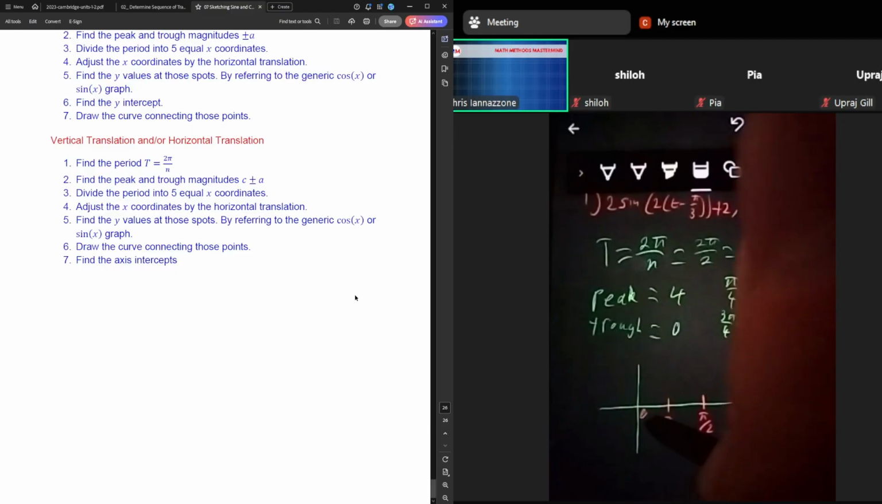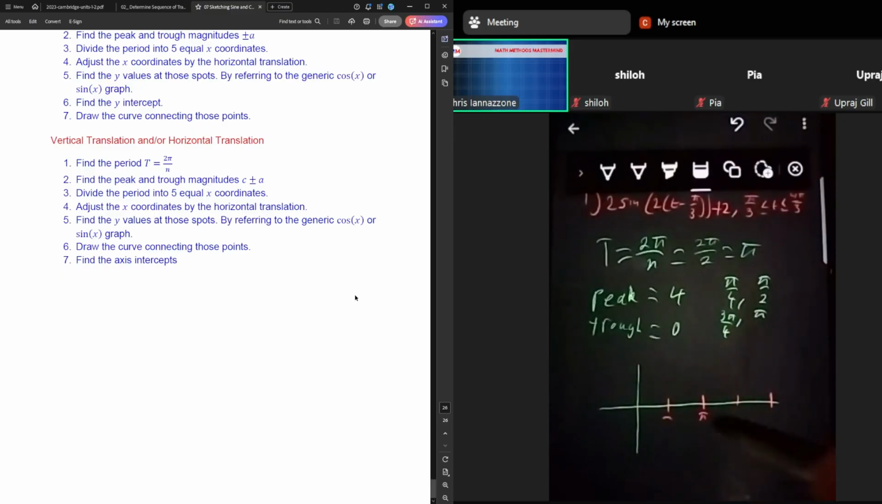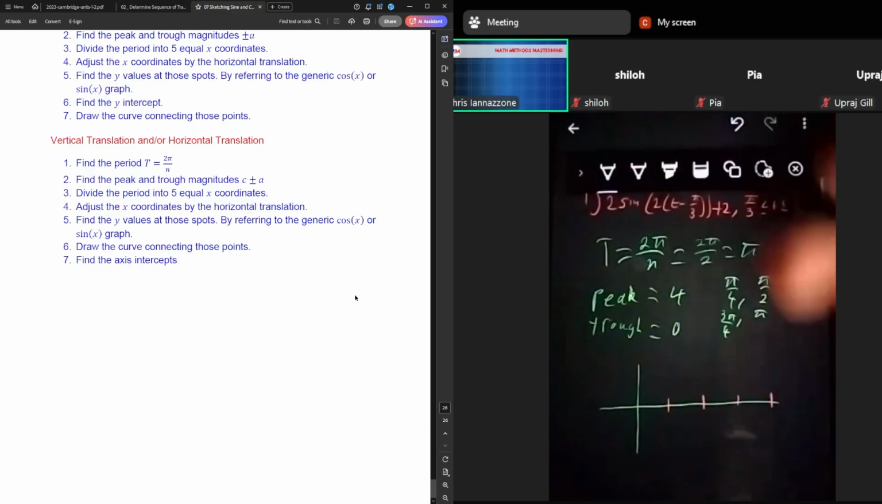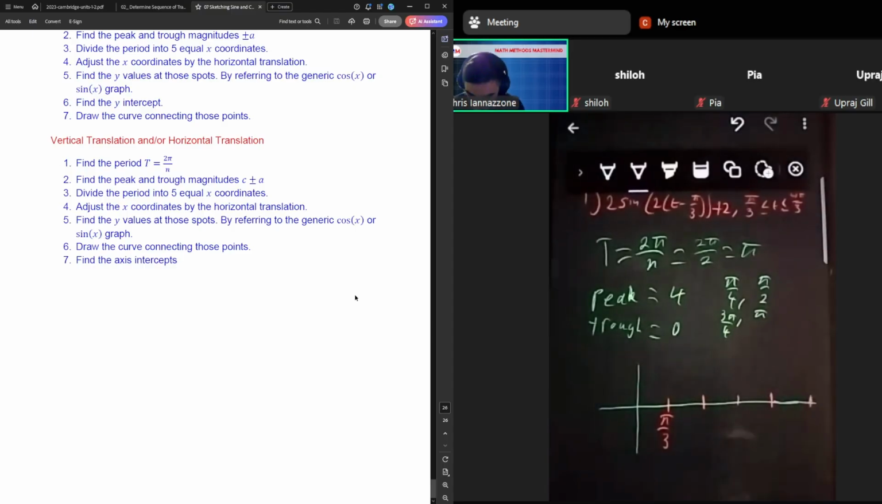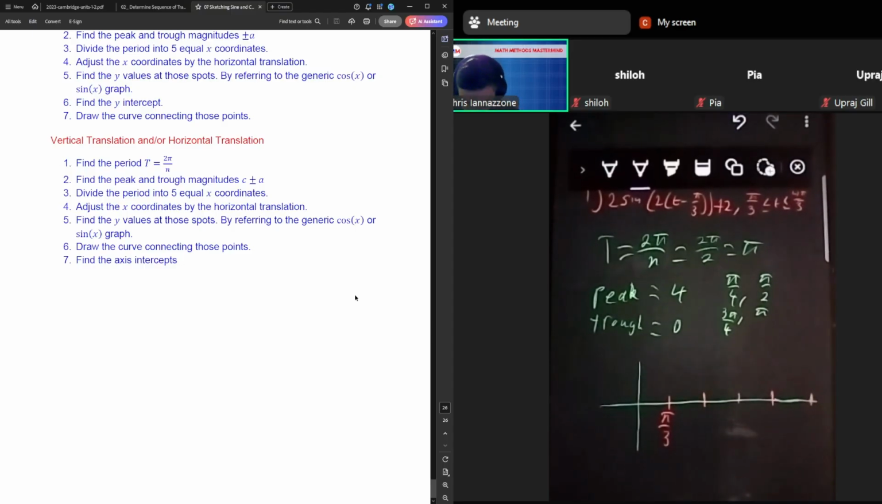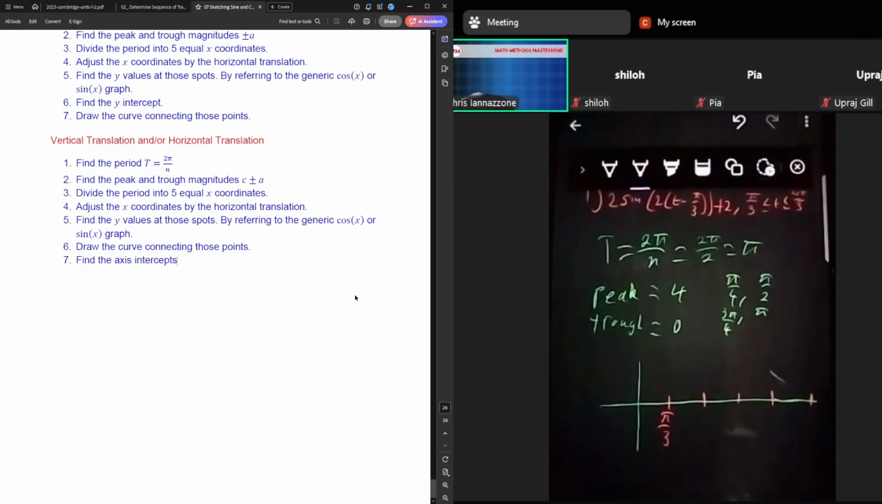And so these ticks would now become pi over 3 greater than that. It's a little bit bigger. I'll put that there. Okay, 0 plus pi over 3 gets us to pi over 3. Pi over 4 plus pi over 3. That's 7 pi on 12.